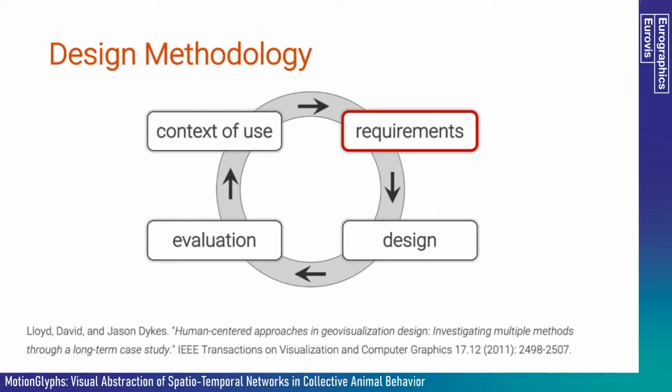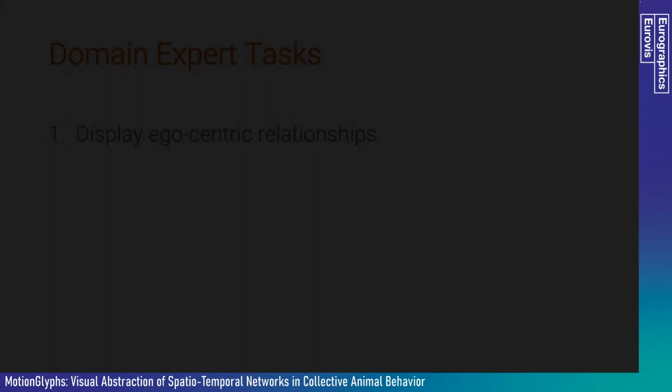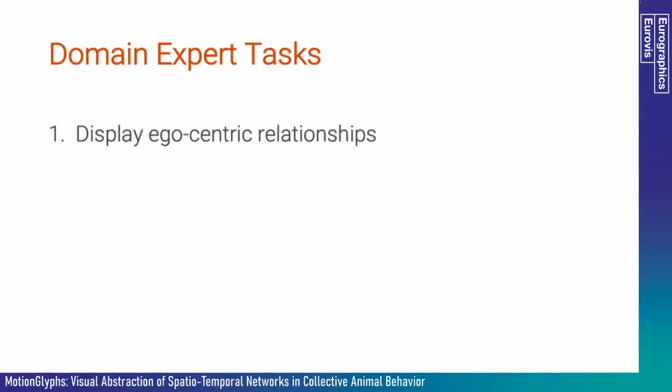We conducted interviews with 2 postdocs in the targeted domain to understand the user requirements. During the interviews, we investigated how domain experts analyze their data, which tools they use, and what potential high-level problems have to be addressed to understand collective animal behavior. Together, we derived the following domain problems which have to be addressed.